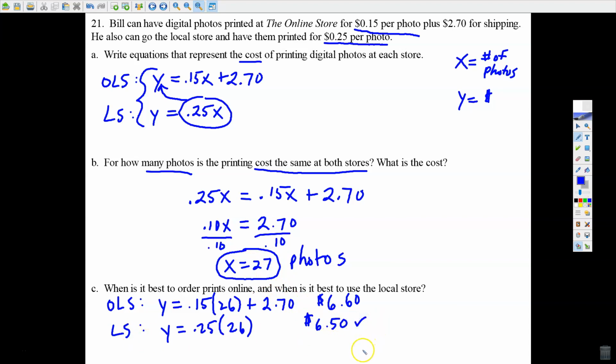Interesting. So to answer the question, if I have fewer than 27 photos, it looks like the local store is going to be the better option. They're going to be a little cheaper. So conversely, if I have more than 27 photos, then it's going to swing back to the online store. It's going to be the better option. So I'm going to say it this way, for less than 27, it's going to be cheaper to choose the local store. Obviously, then for greater than 27, I'm going to choose the online store. Okay, and that finishes off our answer for number 21.